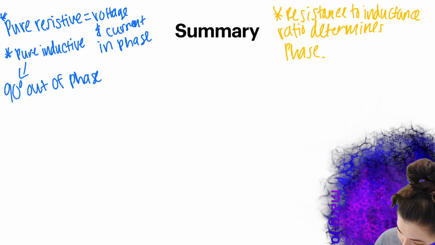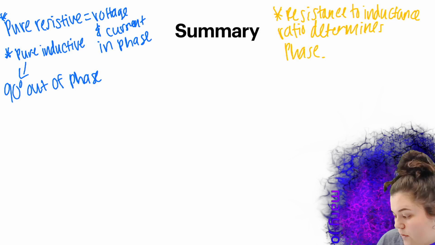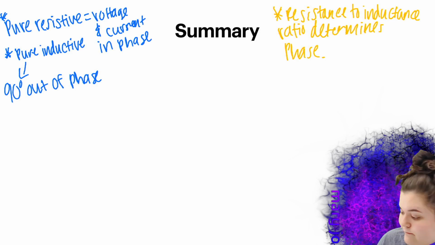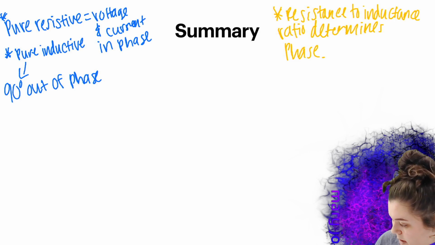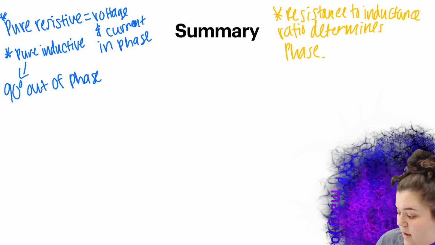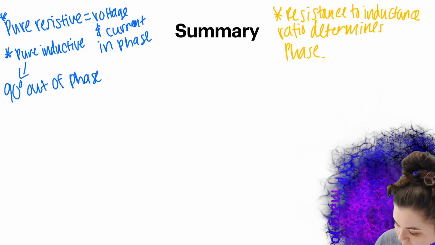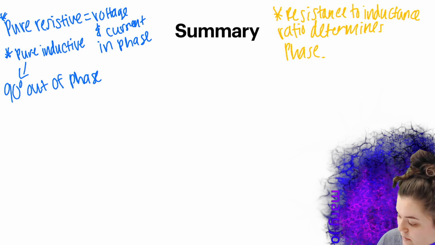Total circuit values include total voltage, which is E sub t, total current, which is I sub t, volt amperes, and impedance. Volt amperes is VA, which is apparent power, and impedance is Z. Pure resistive values include voltage drop across the resistor, which is E sub R, current flow through the resistor, which is I sub R, resistance, which is just R, and watts, which is P.